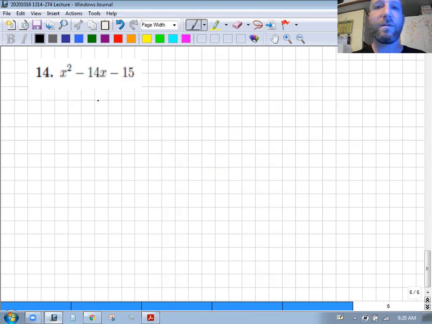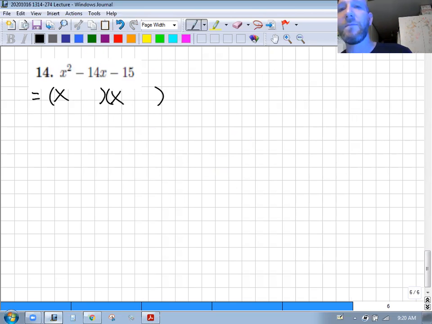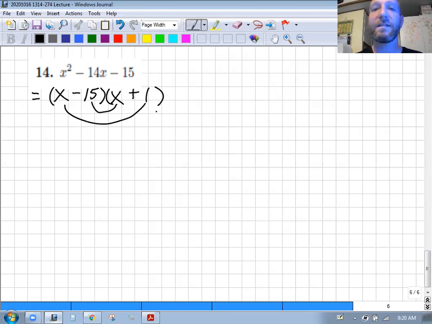Let's look at this one. And there's no number in front of the x squared, so we know we need an x and an x. Okay. And as far as 15 here goes, we're lucky there's a 14 here, because 15 times 1 gives us a 15, right? And if I make this one negative and that one positive, I got a negative 15x and a positive x. When I add those together, I get the negative 14x.